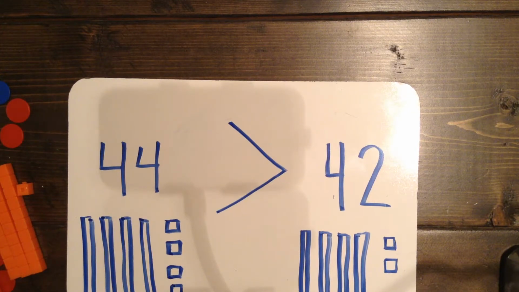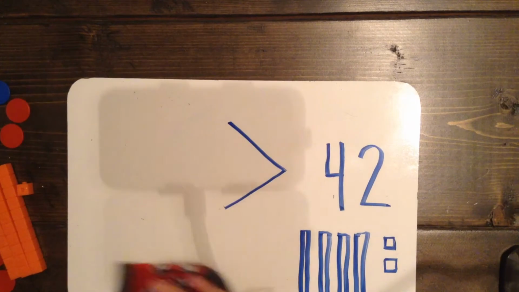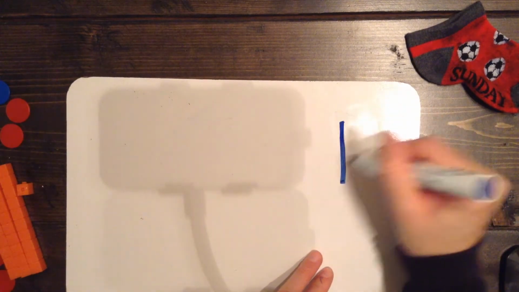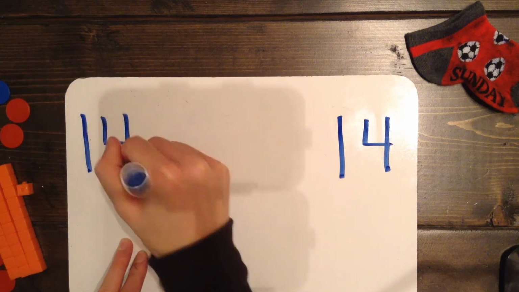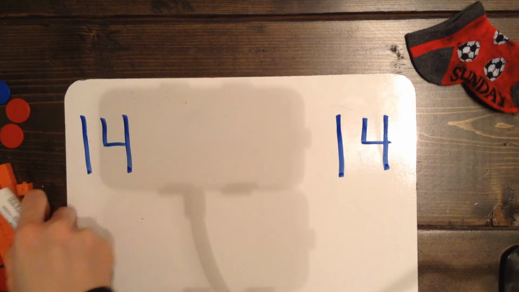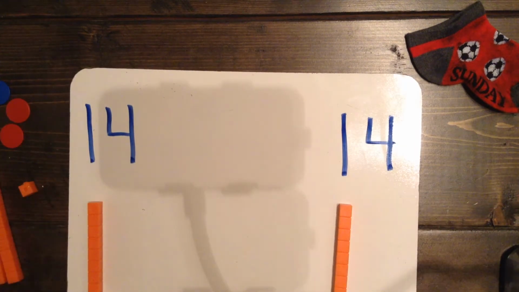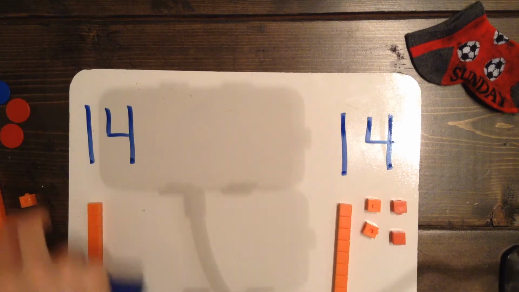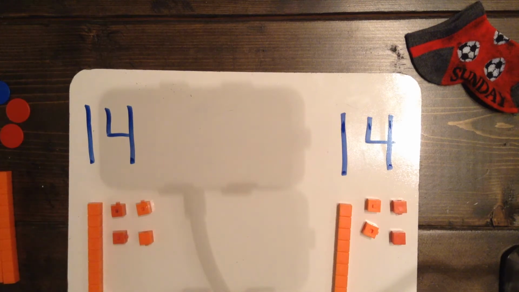What do you do when two numbers are the same? Well, there's another symbol that we use for that. I'll show you. Here's the number 14. And over here is also the number 14. One group of 10. 4 ones. And of course it's the same over here.